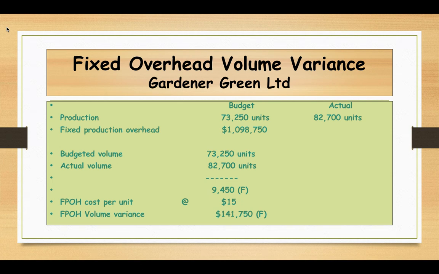Now, we are going to cross-check our workings because our fixed overhead expenditure variance and the volume variance totals must add up to our fixed overhead cost variance. So if you look at it, the volume variance is $141,750 favorable. And our expenditure variance is $52,675 adverse. So when we add these two together, we get $89,075 favorable fixed overhead cost variance. So our workings are perfect.